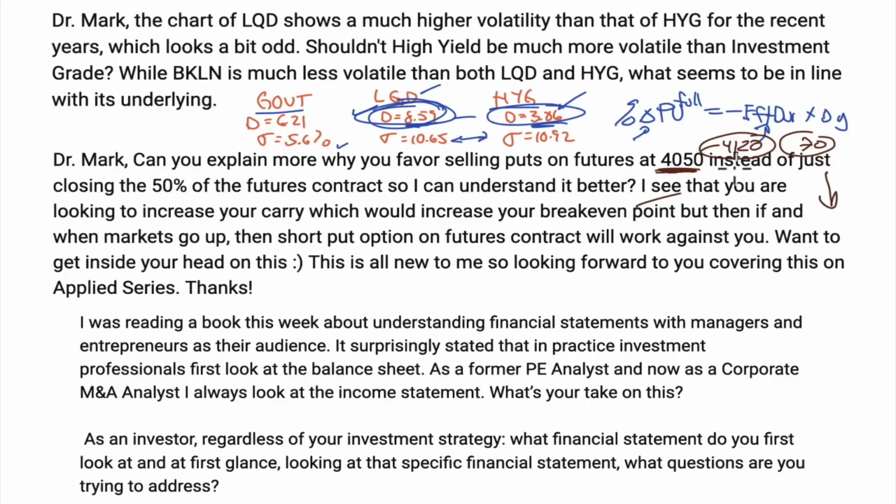That is true. But then if and when markets go up, I think you mean down, the short put option on futures contract will work against you. That doesn't work against me because if I hold it all the way to expiration and I have the futures contract put to me, I get the 70 points difference between 40-50 plus I get all the premium at the same time, and that's only on half the position.